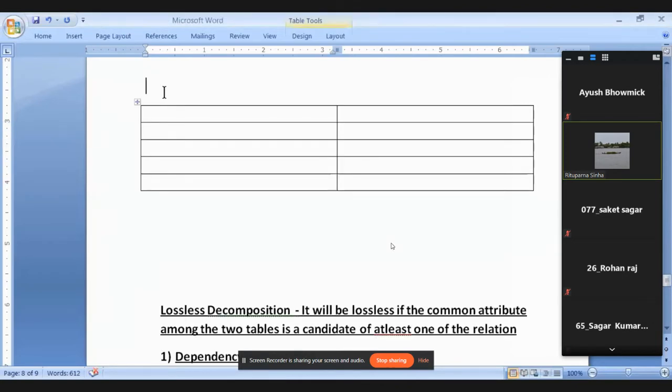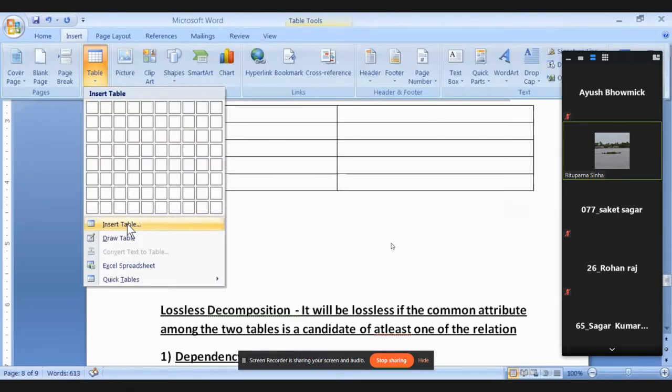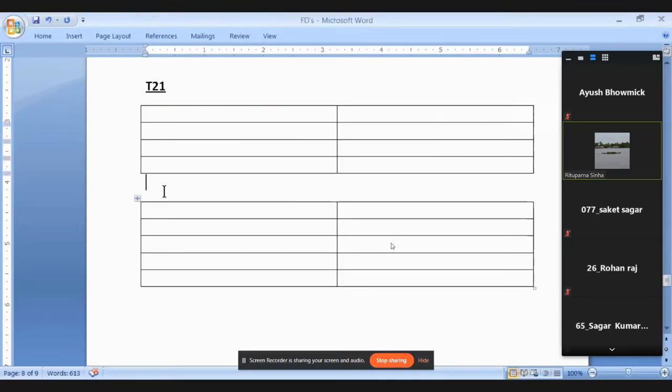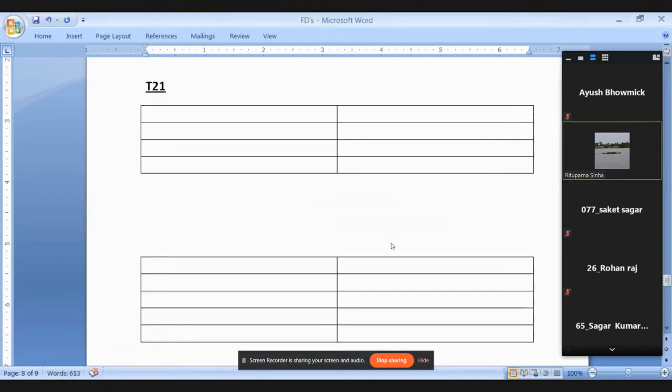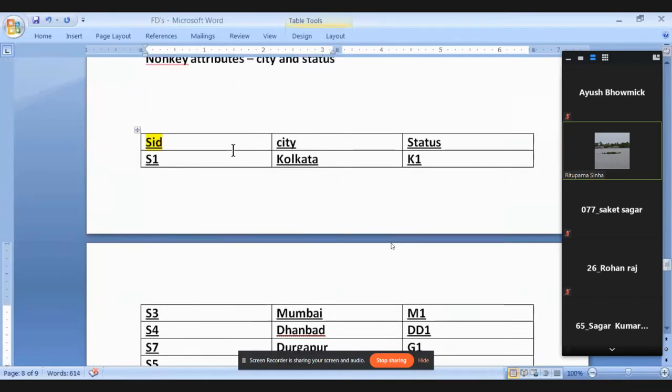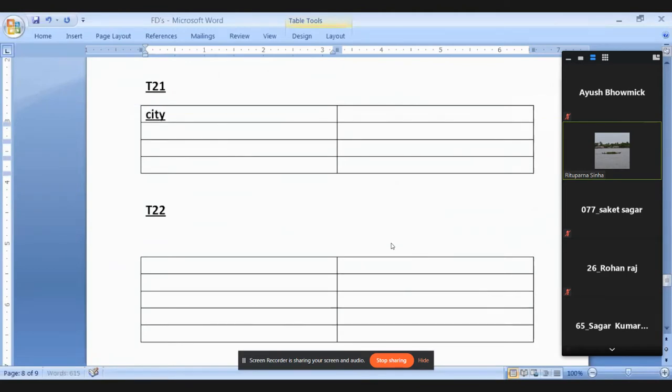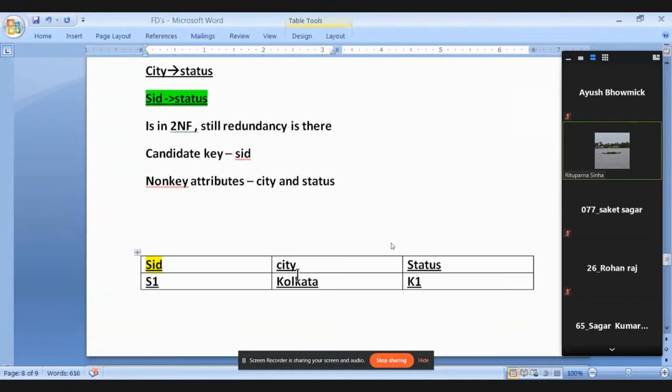Let the name of this table be T21, and another table will be T22. This is T22. Now in this table, which attributes will I be keeping? Who was creating a problem? City, status. So I will simply remove city and status here. And what about this table? What do I have to keep in the second table? SID, city.